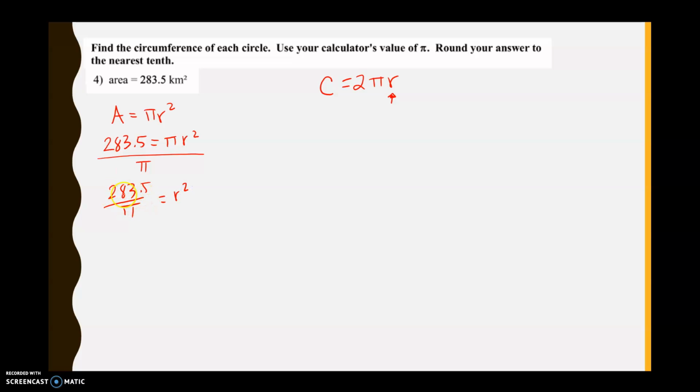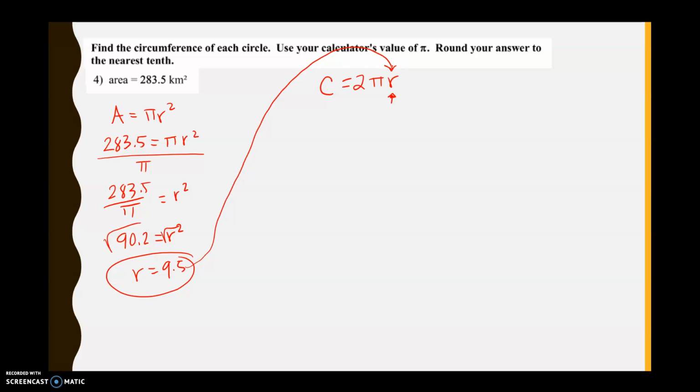And when you plug this into your calculator, you get about 90.2. Keep it in your calculator, and that's equal to r squared. And then to get r by itself, take the square root of both sides. So r is equal to approximately 9.5. Now we're going to use that for our radius for the circumference. So the circumference is equal to 2 pi times 9.5, and straight into your calculator you should get approximately 59.7.